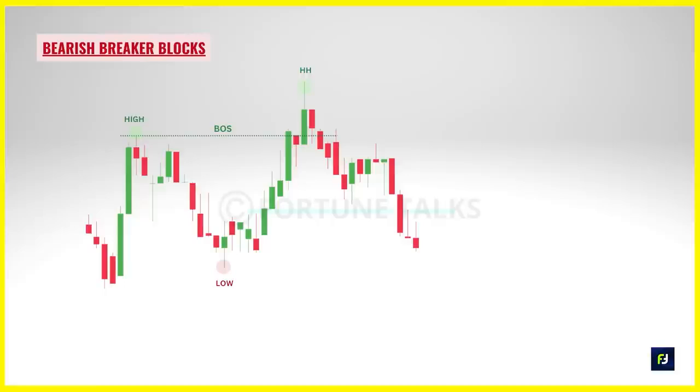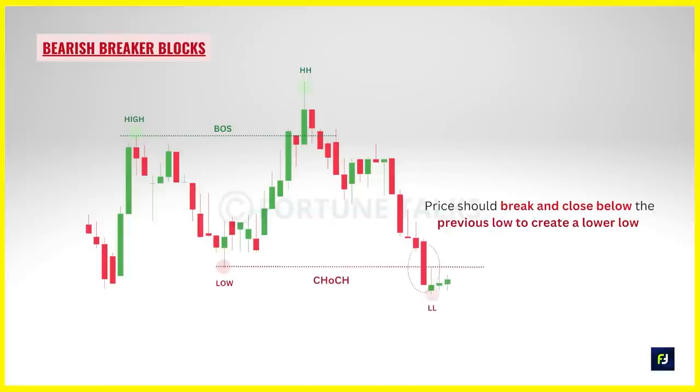Once the higher high is formed, the price should move lower and break below the previous low to create a lower low. But here, it is recommended that we should wait for the price to actually break and close below the previous low. So essentially, there is a break of a high and a low. Once the lower low is confirmed, we can identify a breaker block.